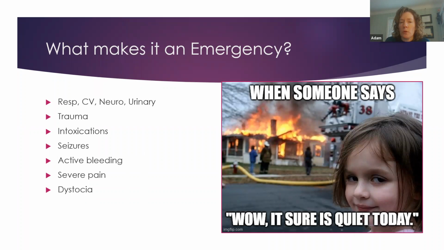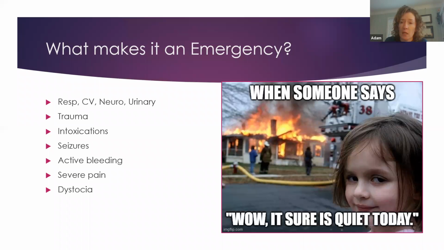In general, any of the abnormalities of those triage systems, so the respiratory system, the cardiovascular system, the neurologic system, or the urinary system, are things that would constitute an emergency and prompt us to have an owner come in or to bring a pet to the back. But there are also some other things where a patient may not necessarily look critical or unstable in the waiting room, but we would probably want to take a look at them sooner.